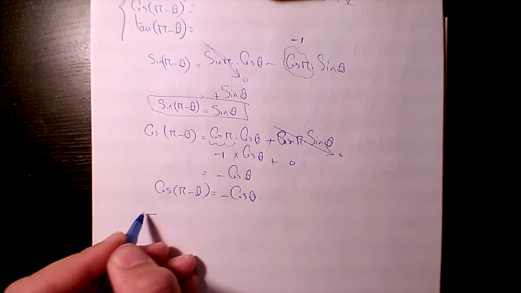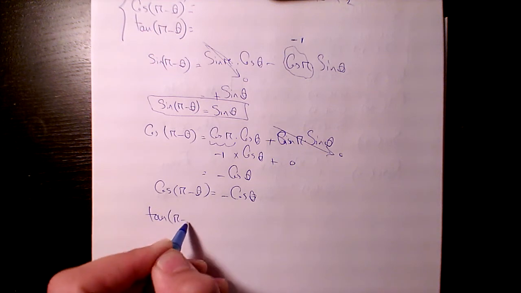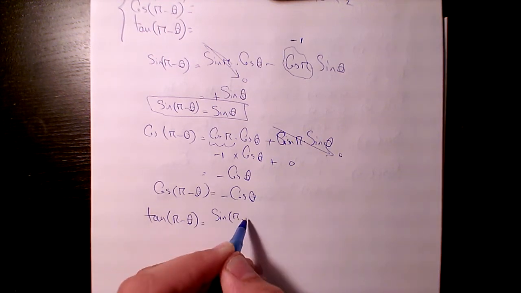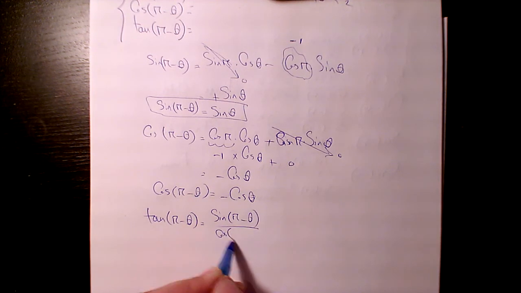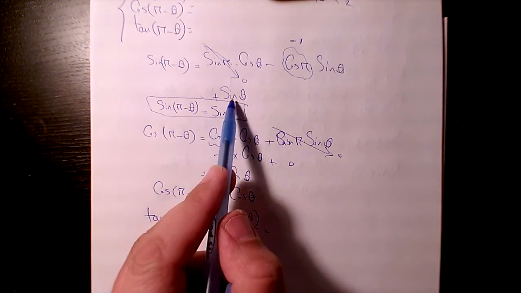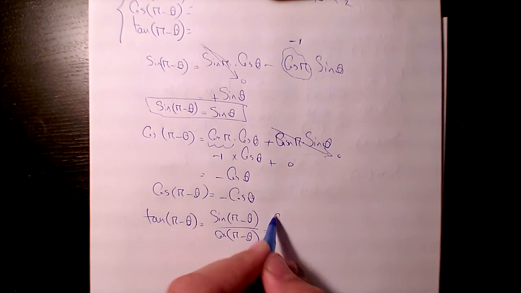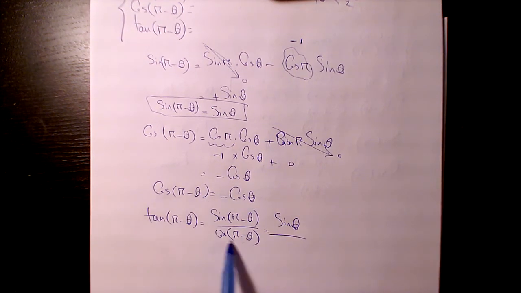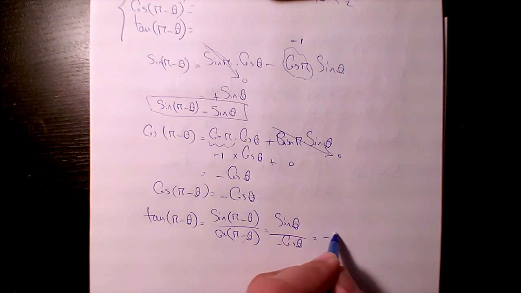Then we have tan pi minus theta, which will be equal to sine pi minus theta divided by cosine pi minus theta. The top one, we already found. It is equal to positive sine theta, and the denominator we have here is negative cosine theta. So the answer will be negative tan theta.